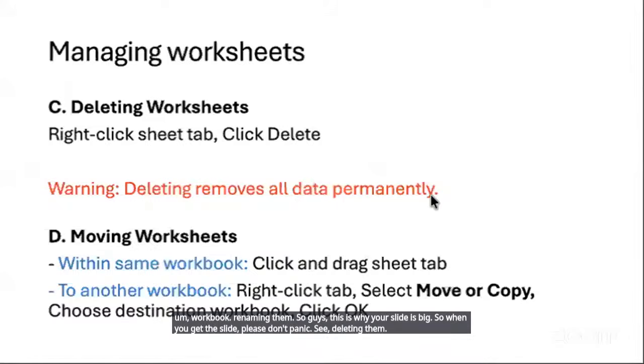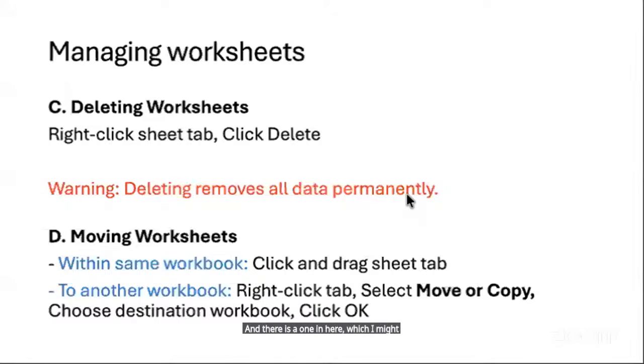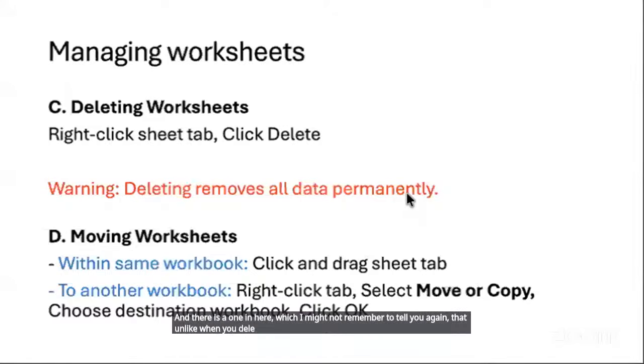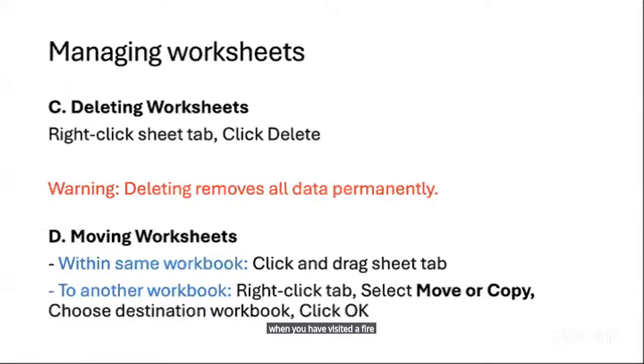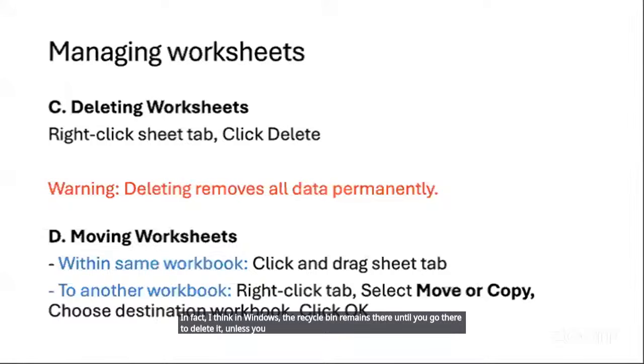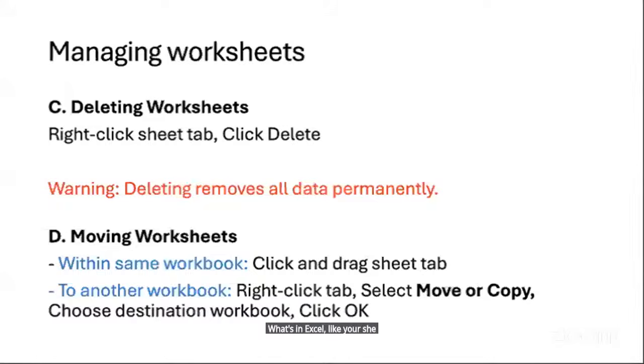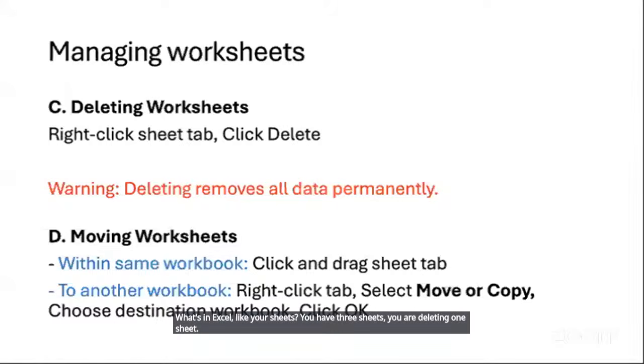And there is a warning here, which I might not remember to tell you again: unlike when you delete a file on your Windows, it goes to your recycle bin. You can always retrieve it, let's say after a while, when you have deleted a file. In fact, I think in Windows, the recycle bin remains there until you go there to delete it, unless you configured it such that it deletes my files after 100 days. But in Excel, say you have 3 sheets and you delete one sheet, you cannot recover it. Once it's deleted, it's deleted. That's why when you want to delete it, it asks you, are you sure?